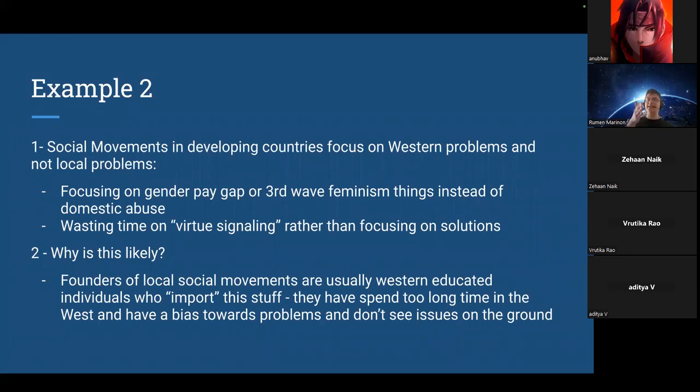So basically, why is this a likely characterization? Because the founders of these local social movements are usually Western educated individuals who have imported this stuff because it didn't exist before. It also didn't exist in the West if you go a couple of decades back. This is a fairly new concept. And since they have spent so much time there, being educated around the woke type of people that care about issues proximate to them, because the West is in general much more economically developed than most developing countries, or at least the majority of contexts within developing countries.